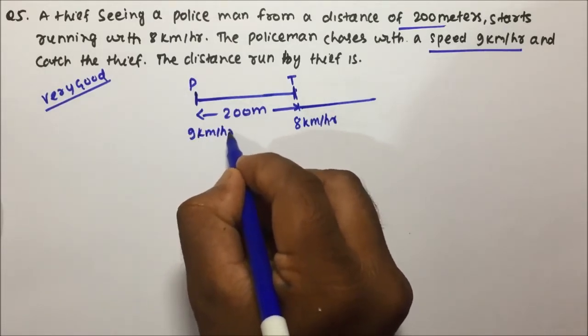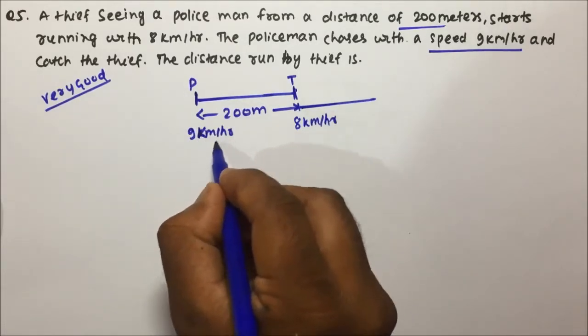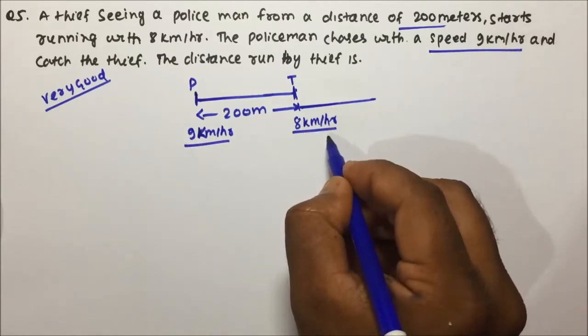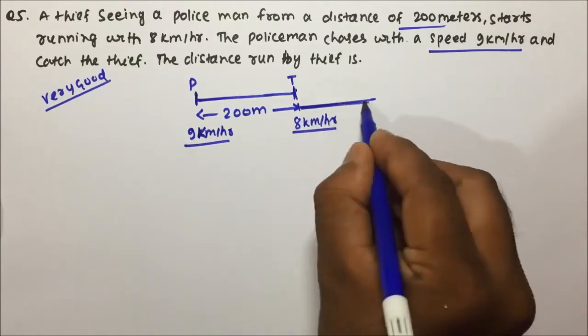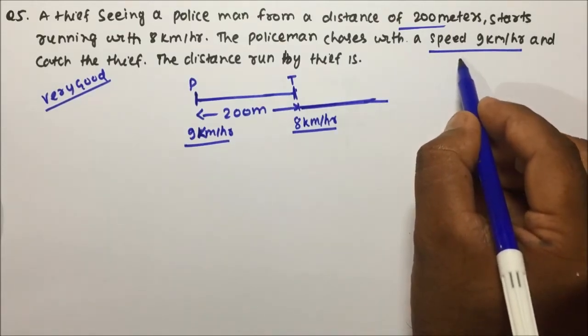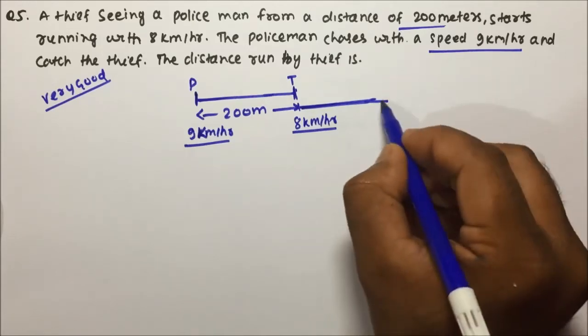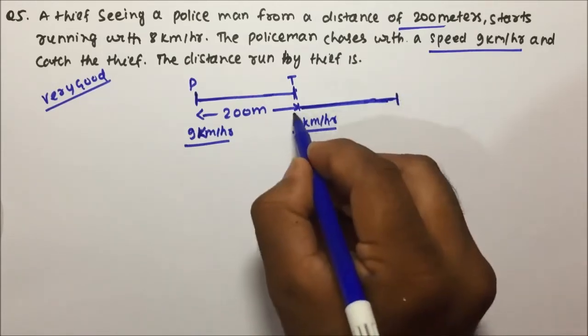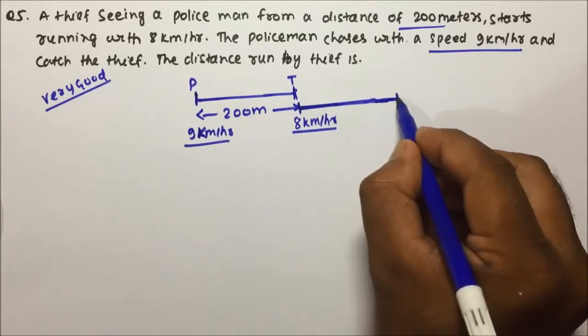Friends, the police speed has to be more than the thief's speed, then only the police will be able to catch him, otherwise the police will not be able to catch him. So the policeman chases with a speed of 9 km per hour and catches the thief. The distance run by the thief is what you have to calculate.